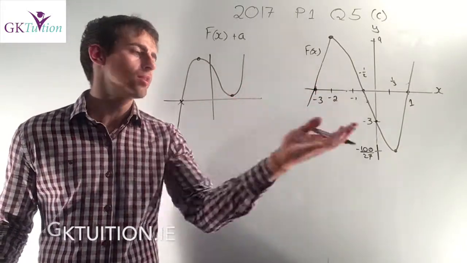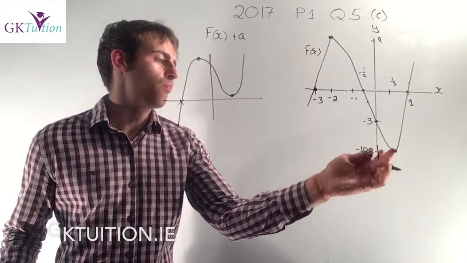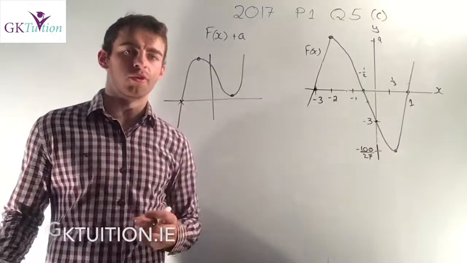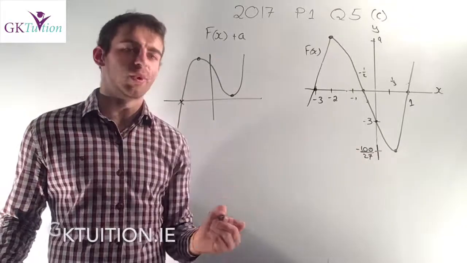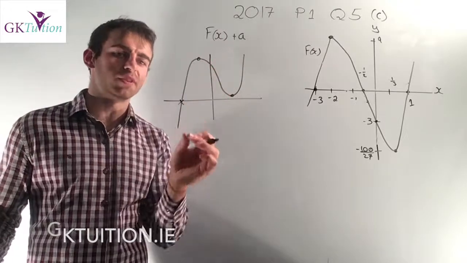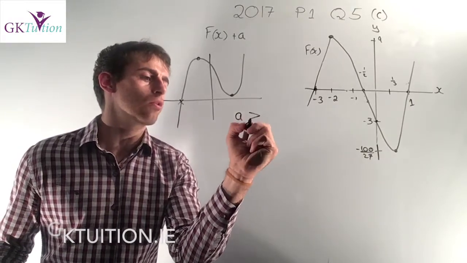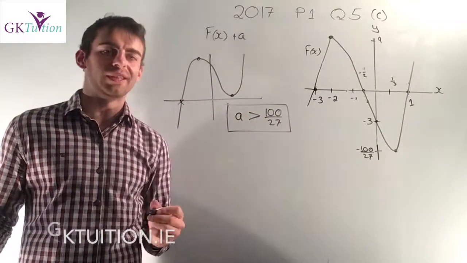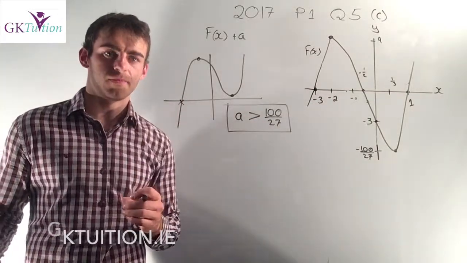So I need to ask myself, what would I have to add to this function in order for the minimum point to be above the x-axis? Well, I know the distance from the minimum point to the x-axis is 100/27. The distance from here to here is 100/27. So if I added a number that was greater than 100/27, then my minimum point would be above the x-axis, and my function f(x) + a would only have one real root. So your first answer is just that a is greater than 100/27, because that means the minimum point would be above the x-axis and I'd have this scenario.